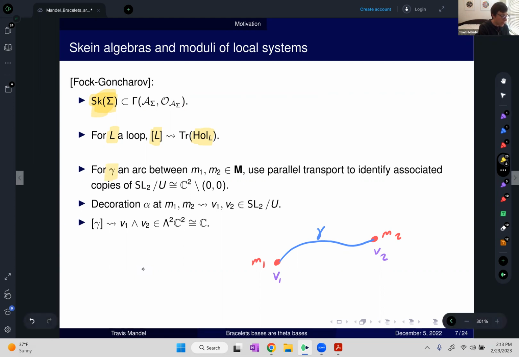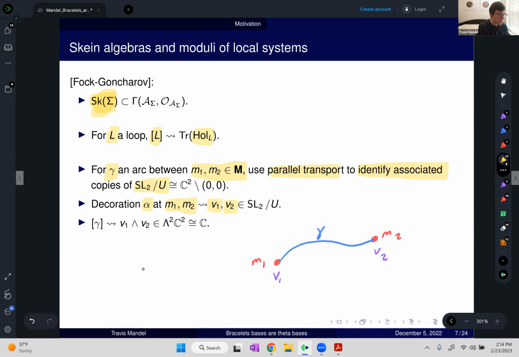So if you have an arc gamma between 2 marked points M1 and M2, we can use parallel transport using our flat connection from the G local system, the SO2 local system, to identify the copies of SO2 mod U that we associated to the 2 marked points, M1 and M2. And then this alpha, this declaration alpha at M1 and M2, gives us vectors V1 and V2 in this SO2 mod U.